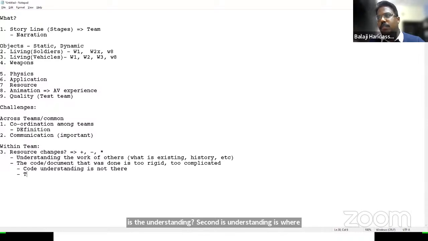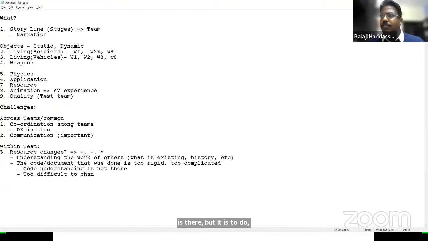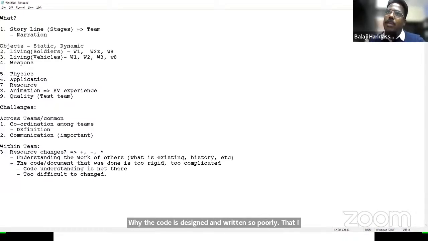It's too difficult to change. Okay, assume code understanding is there now, but it is too difficult to change. Why? The code is designed and written so poorly that I have to change 10 to 20 places in order to bring up the functionality. A small change, so much change I have to do. Big problem.